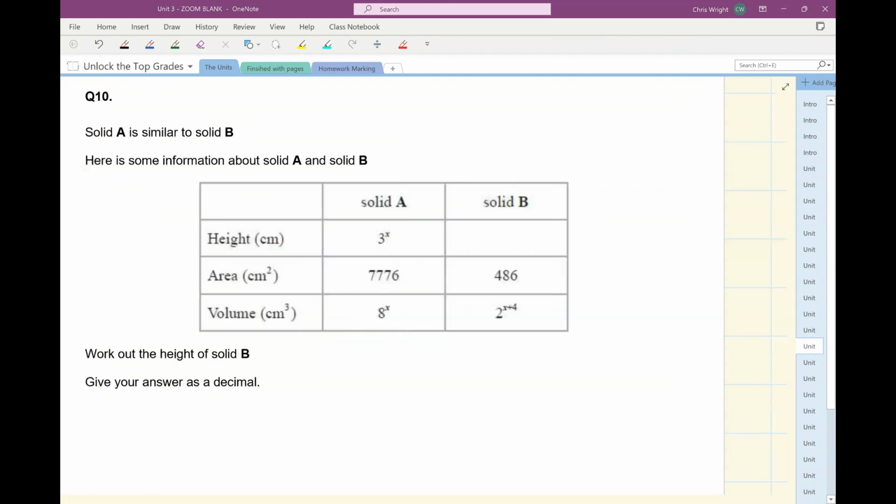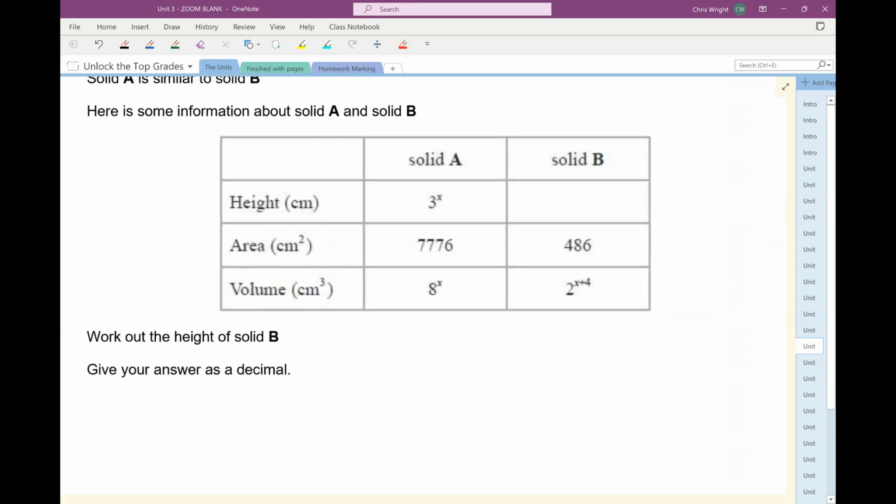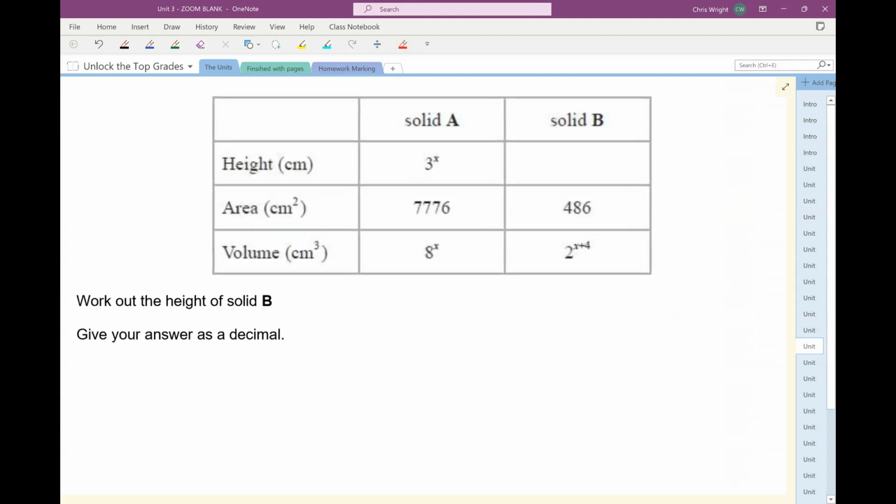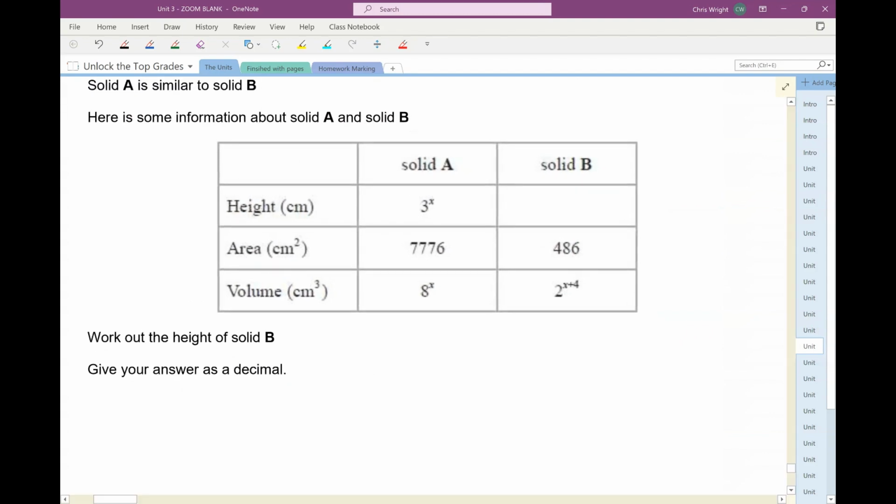Question 10. Now, this last question is quite demanding as it requires you to be fluent in your rules of indices as well. So let's have a look. Solid A is similar to solid B. Okay, here is some information.